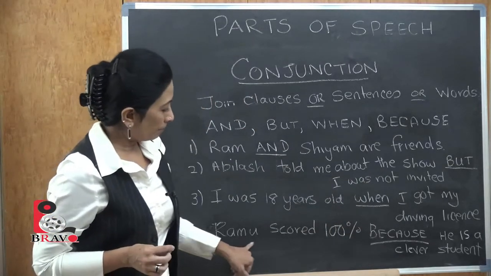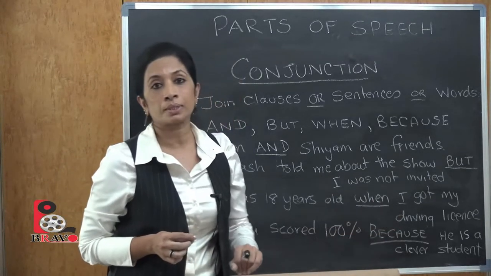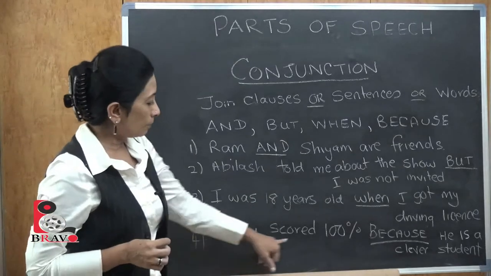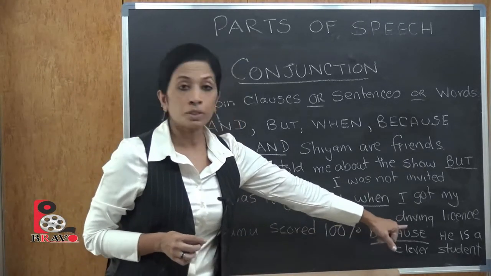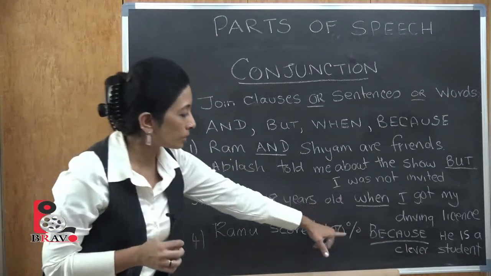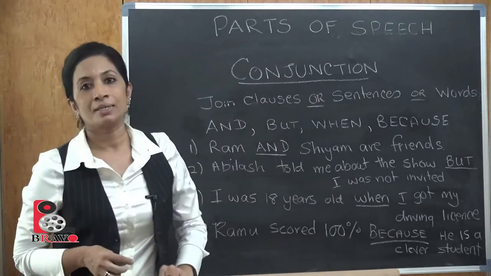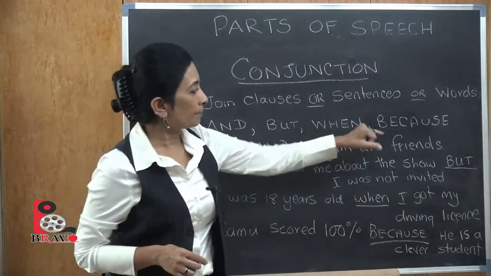Fourth one, Ramu scored 100% because he is a clever student. Again, Ramu scored 100% can be one sentence. He is a clever student is sentence 2. Now when we combine them together, the word because becomes the conjunction. So some of the examples again, I repeat: and, but, when, and because.